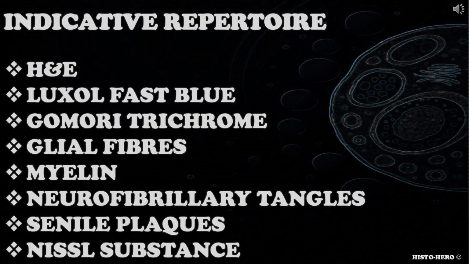The portfolio offers indicative repertoire for this section that includes hematoxylin and eosin, Luxol Fast Blue, Gomori trichrome, glial fibers, myelin, neurofibrillary tangles, senile plaques, Nissl substance.